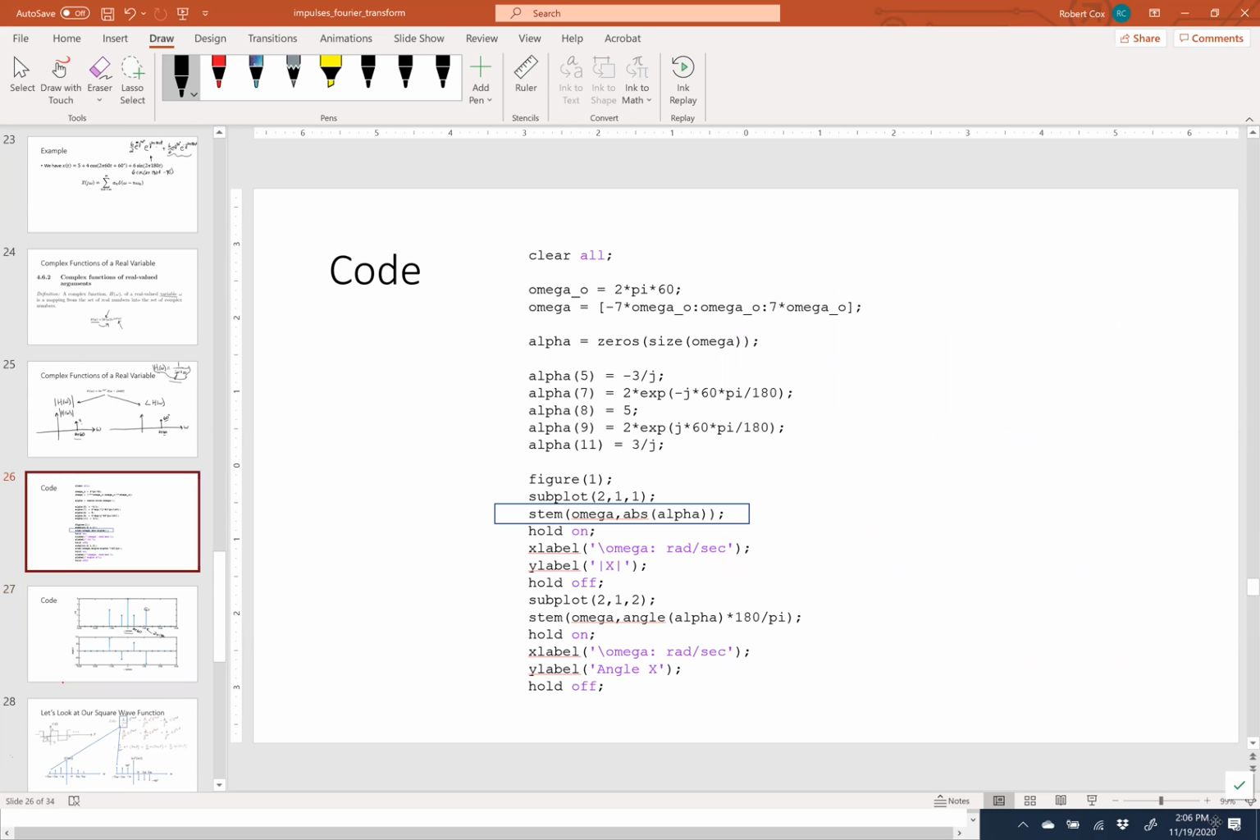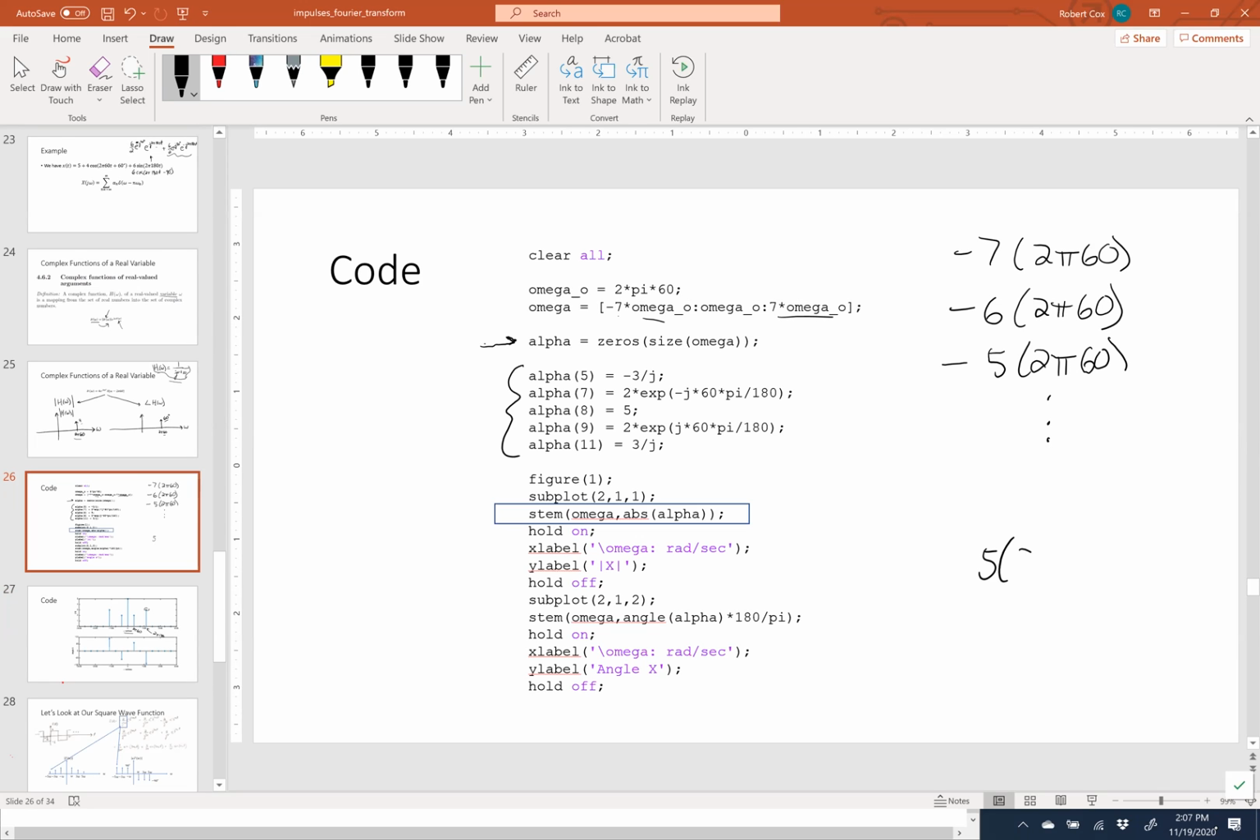So if I look here, here's the code that I used. I created an alpha vector, and I created certain entries in that alpha vector. I created an omega vector that goes from -7 omega naught up to 7 omega naught. So the frequencies in here are -7 times 2π·60, -6 times 2π·60, -5 times 2π·60, and I continued that all the way to 5 times 2π·60, 6 times 2π·60, to 7 times 2π·60.